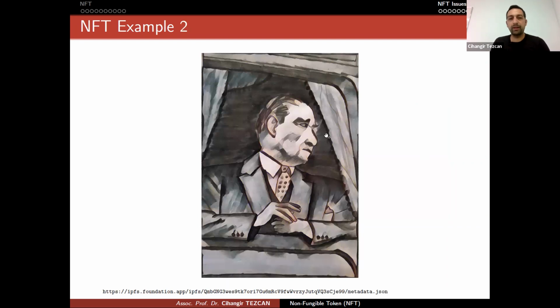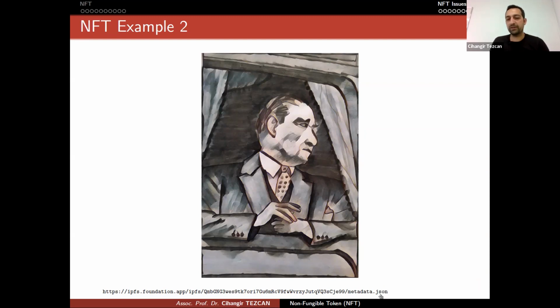HTTP storing. Here, I created a digital art. So it is stored. So in the NFT, you will see this IPFS link to the metadata JSON file. So, okay, this is the only thing that is stored in the blockchain, by the way. The image is not stored in the blockchain.